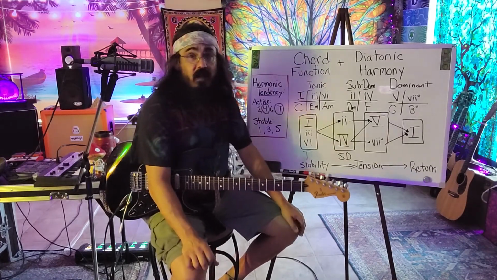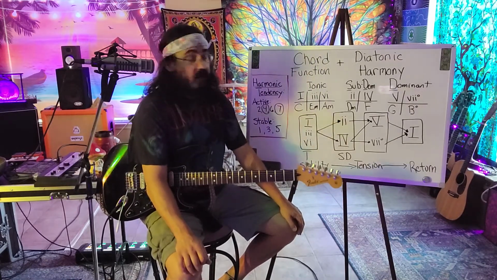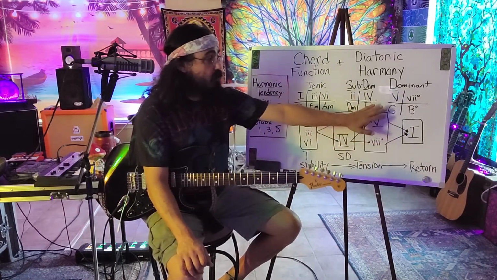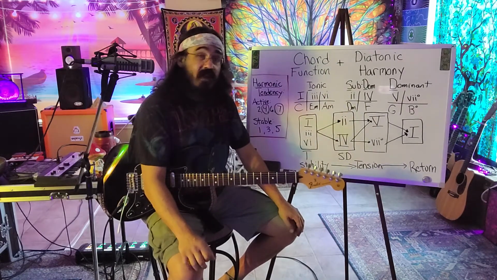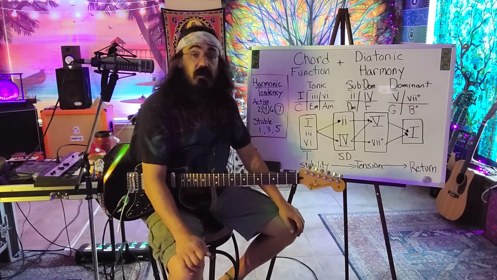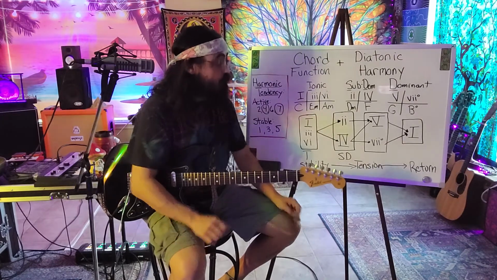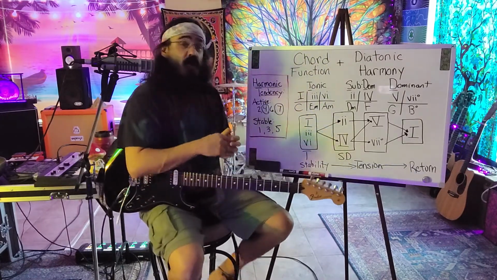The last family is what's called the dominant family, D for short. Here we have the 5 chord, in our case here G, and we have again the 7 chord, which is B diminished.